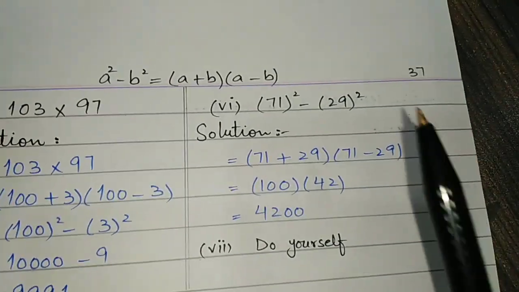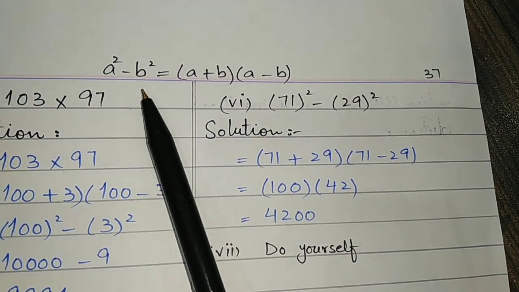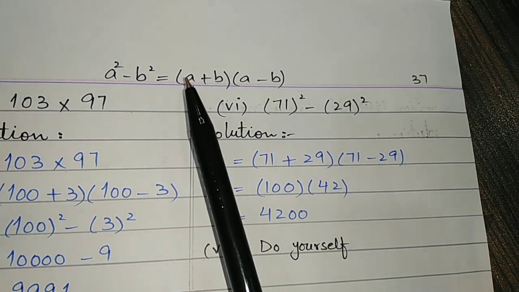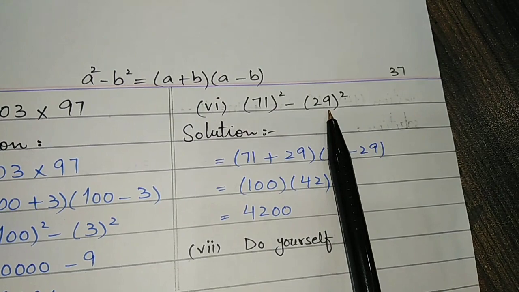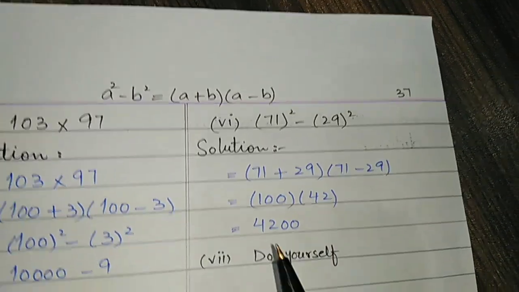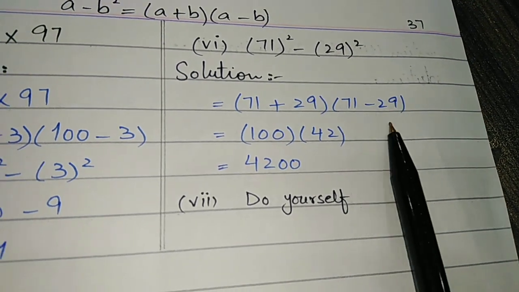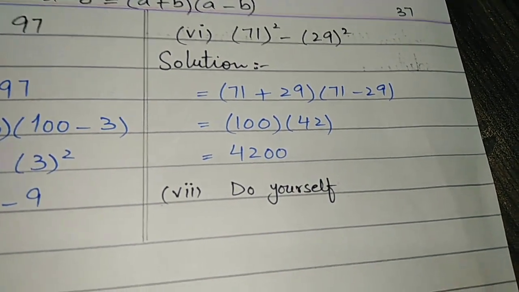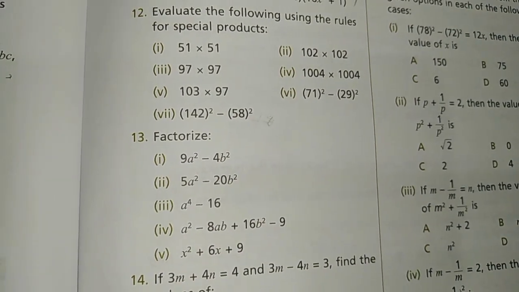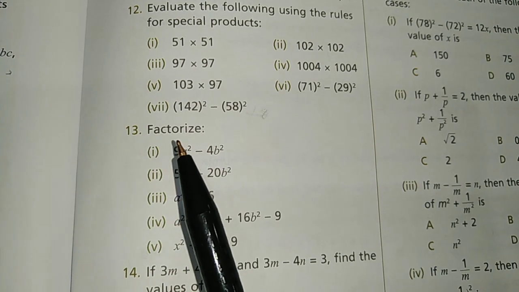Part number 6 is 71 square minus 29 square. So it can be written in this formula. Now you have to expand it like this: A plus B into A minus B. So it means 71 plus 29 and 71 minus 29. 71 plus 29 you will get 100 and 71 minus 29 you will get 42. After their multiplication you will get 4200. Part number 7 is the same as part number 6, so it's your homework.